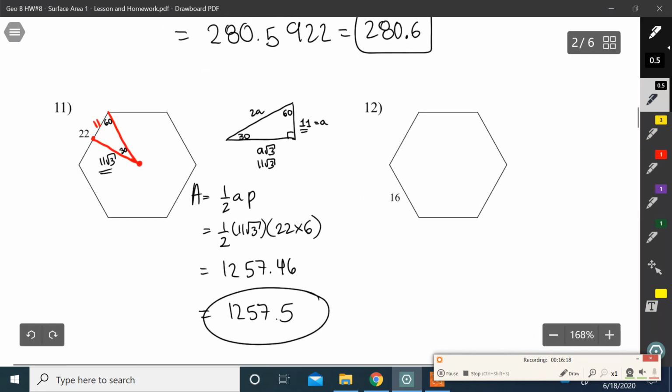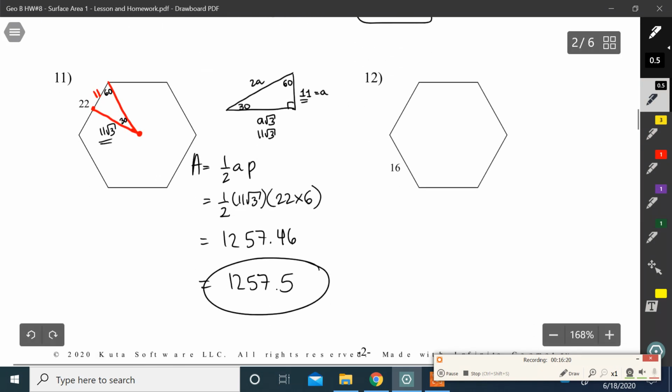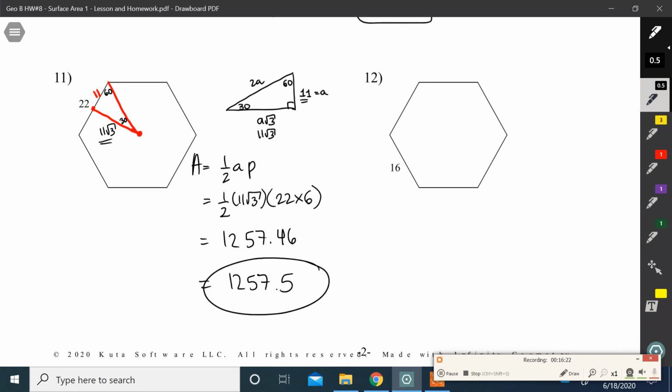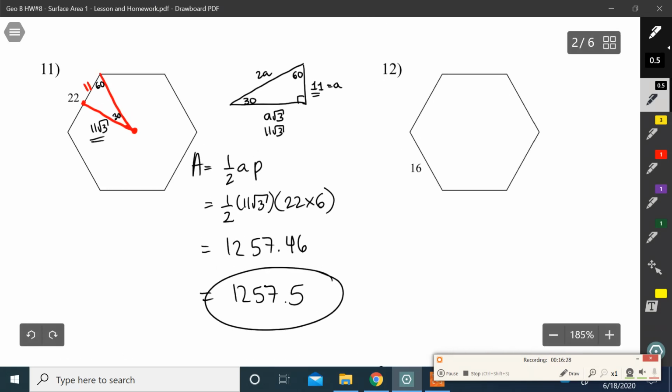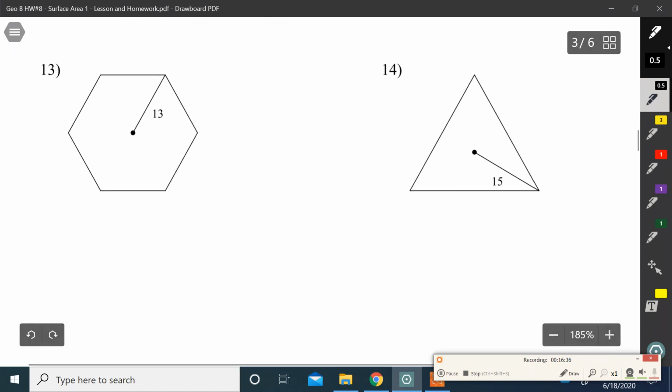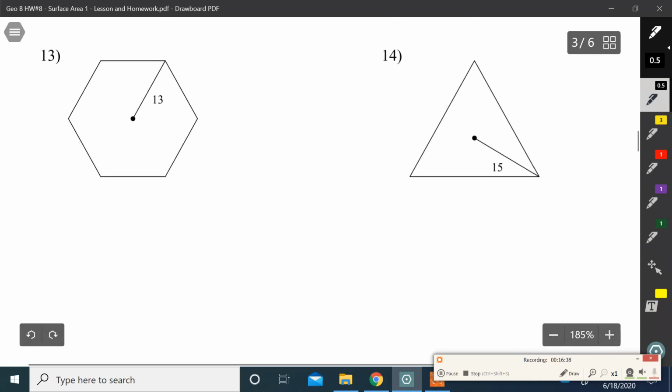So use what I did on number 11 to do number 12. Okay, it's the same shape right there. So what I did on number 11, you're gonna do for number 12. Pause the video and see what I did. Okay, rewatch it as you're doing number 12. Okay, number 13, hard problem, very difficult.